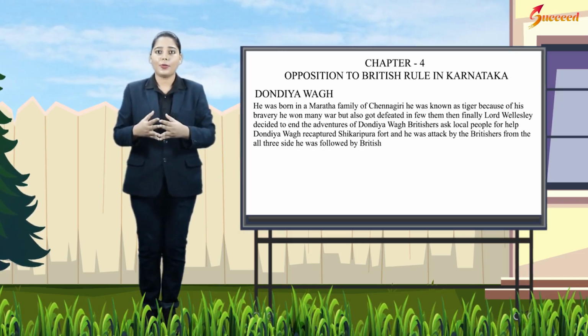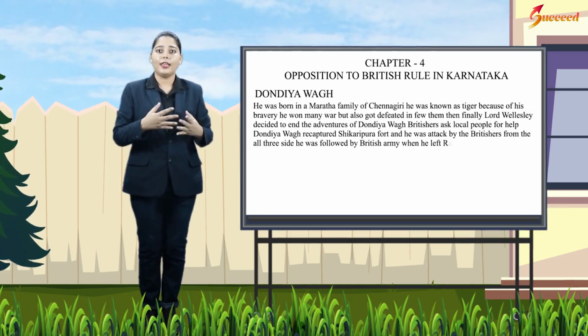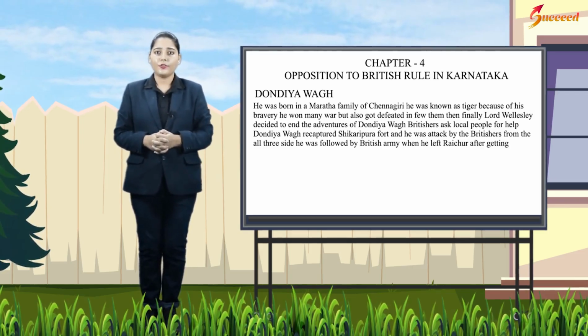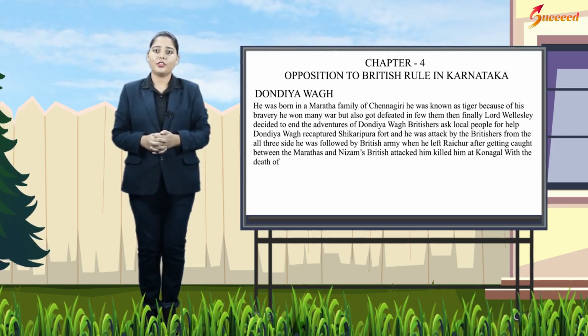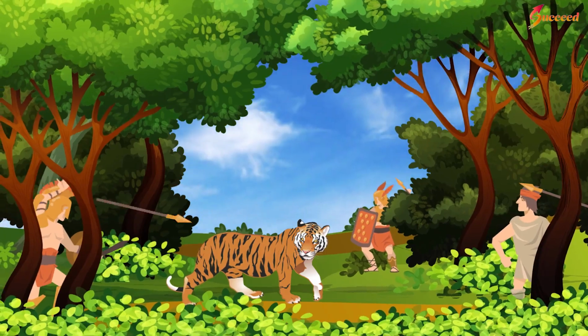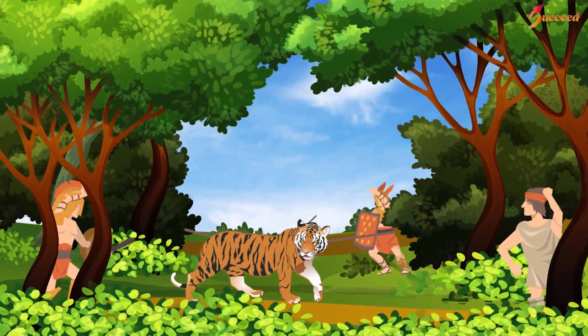He was followed by the British army when he left Raichur. After getting caught between the army of Marathas and Nizam, Britishers attacked him and killed him at Konagal. With the death of their leaders, the followers of Dondia Wagh got scattered.